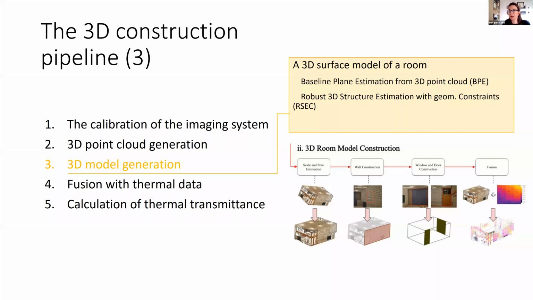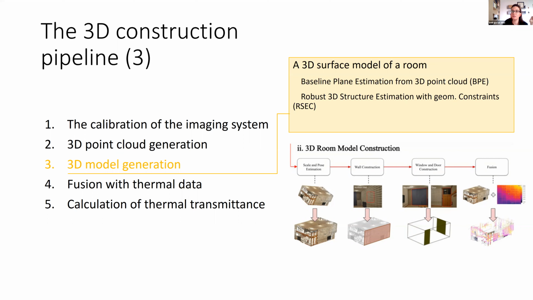3D model generation is probably the most important step, or the first important step that leads to useful models that we can use in architecture. For this, we will generate a 3D surface model of a room. So 2 different methods are developed in this case: baseline plane estimation, or BPE. And here the user selects a 4-corner polygon on each wall. And the 3D points that are bounded by this rectangle are found in the 3D point cloud, and a plane is fitted to each wall.